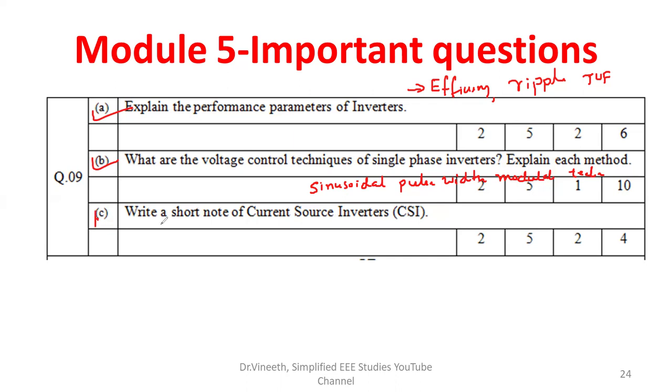Next one is write a short note on current source inverter. So why we are considering current source inverter, how to calculate the performance of current source inverter, the waveforms, how you are getting the inverter square wave, you are supposed to explain. So that is regarding these three questions. Please be careful that whenever you are explaining, try to explain with the help of suitable diagrams. That's most important.